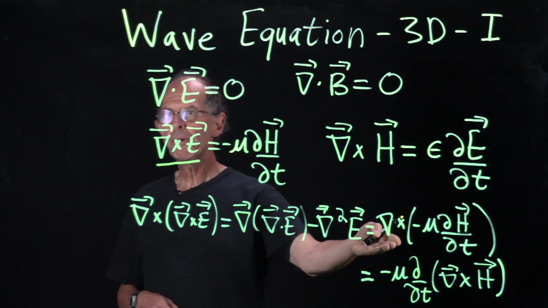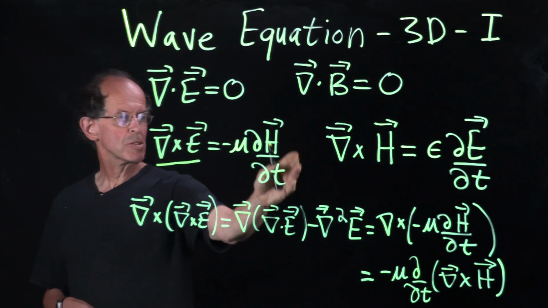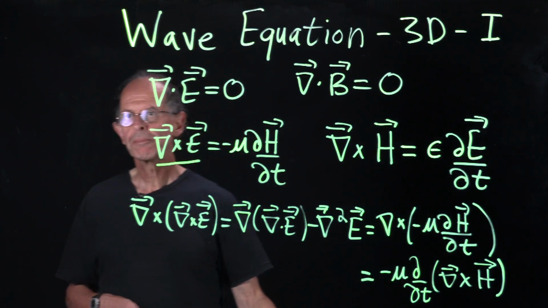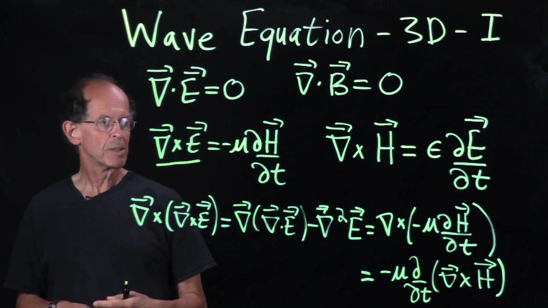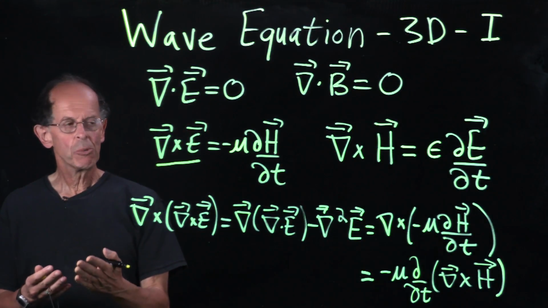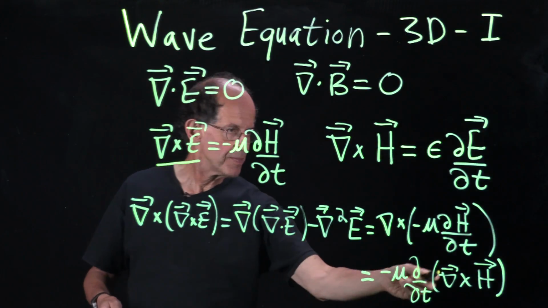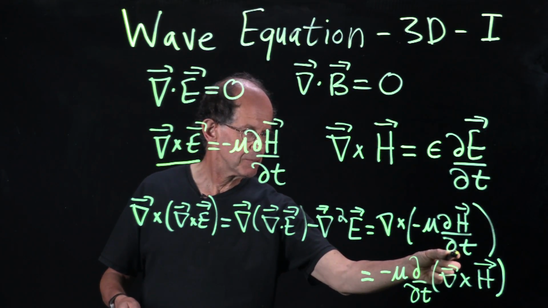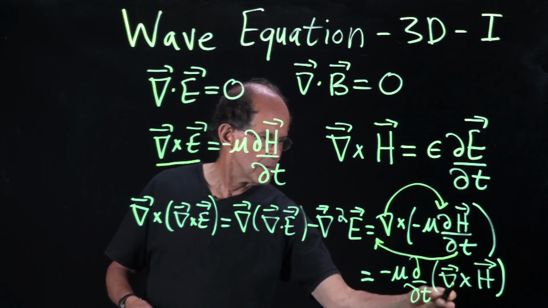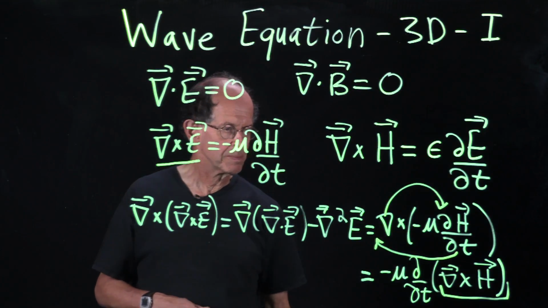Now, here's the important step. Curl of the right-hand side of Faraday's law. Well, there it is, minus mu ∂H/∂t. Mu is a constant. And also, because everything is smooth, we can interchange the time and space derivatives. That's exactly what we've done here. We pulled this one out and put this one in. So we are differentiating the curl operation.